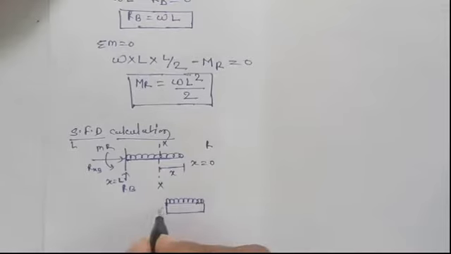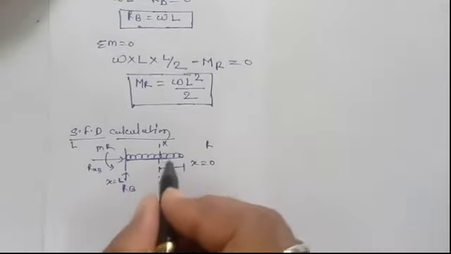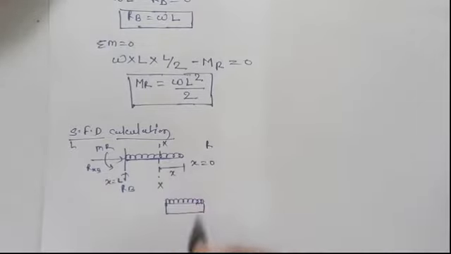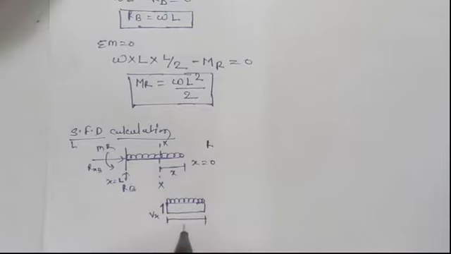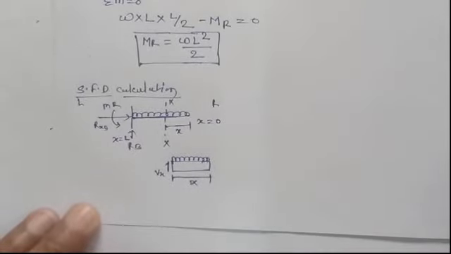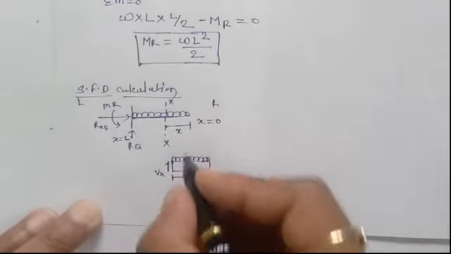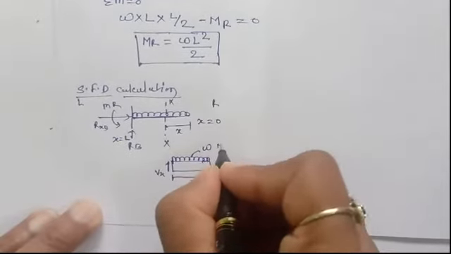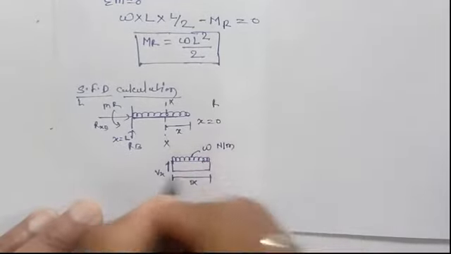Because this UDL tries to push this beam downward, the shear force will be upward. So up to X distance, shear force is there. This is X distance. Now we can calculate the shear force, meaning only the vertical force we have to consider, and this is W Newton per meter at X distance.